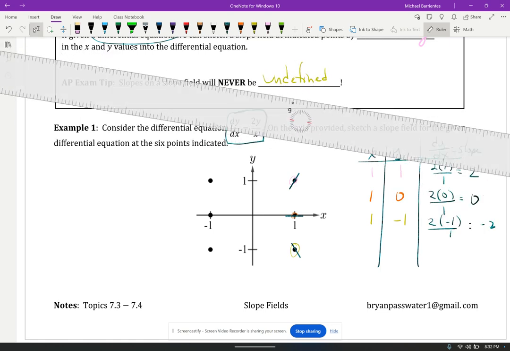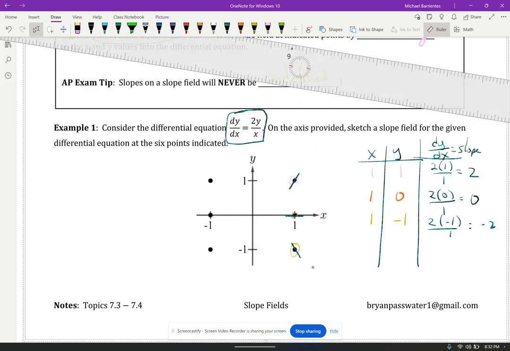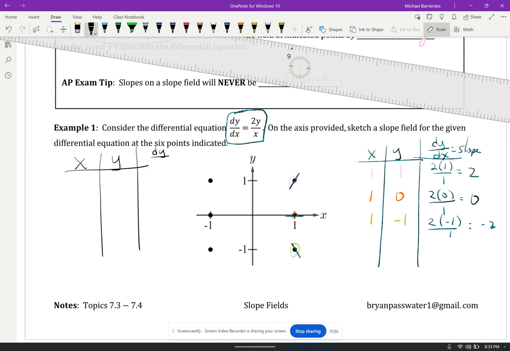What am I doing? I'm just finding the slopes at a given point, at a given x and y coordinate, and I'm using the differential equation. Since this is a derivative equation, it's giving me my slope at any given point, and if you know your x and y, well then substitute the x and the y value to get the slope.